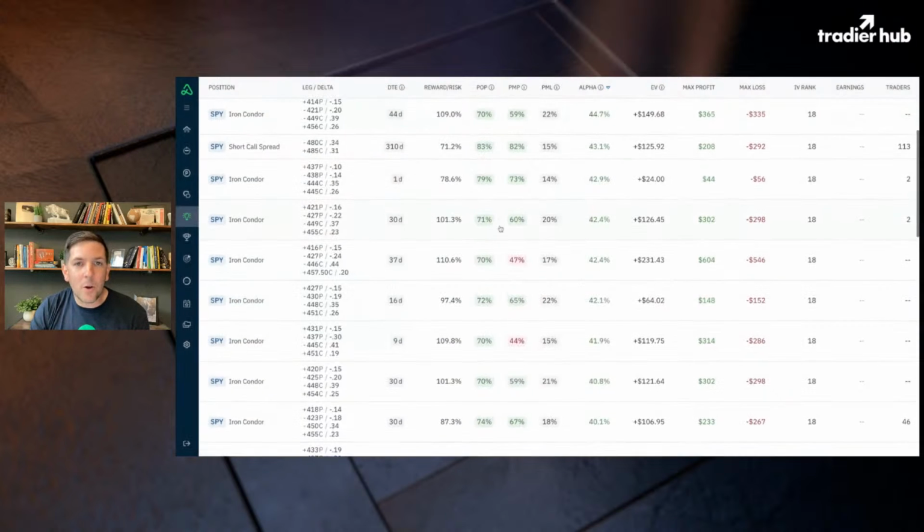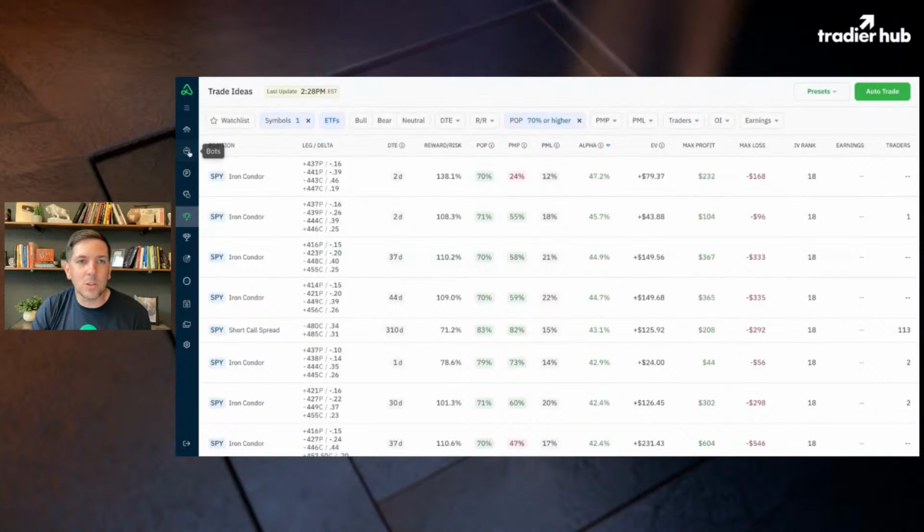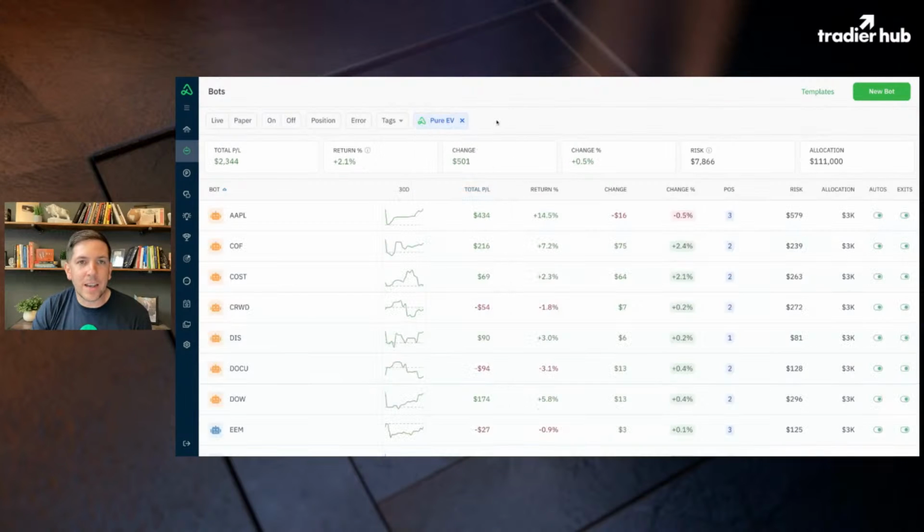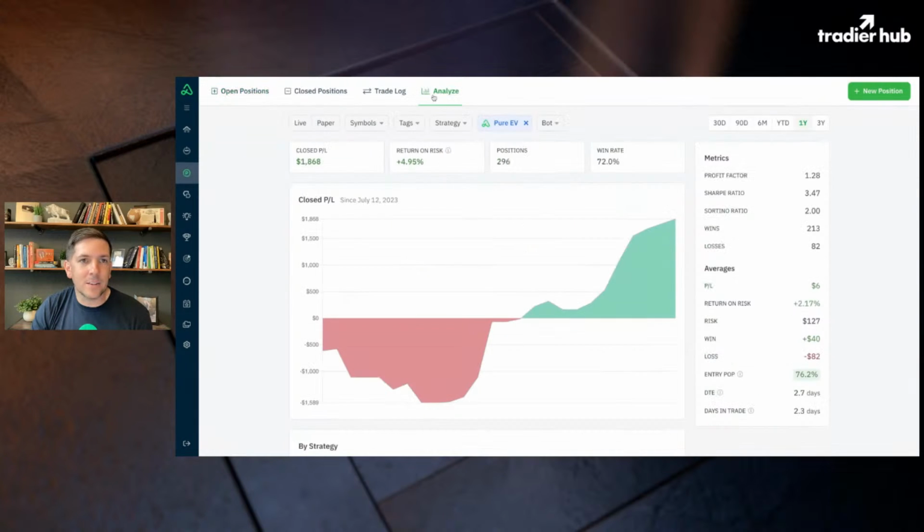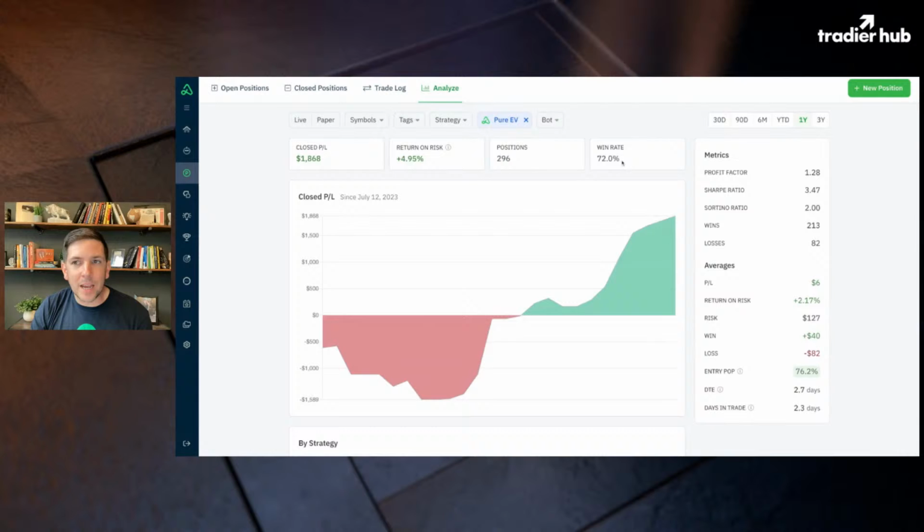Now, I've been running my own experiment on this across multiple bots inside of a paper trading account. I call it the pure EV strategy. You can follow along on YouTube. Basically, it's just looking for pure positive expected value, high probability trades, and it's just making those trades. What's interesting is if you go into the analyzer for the pure EV, it's done about 296 trades so far. Its win rate is about 70%, and you can see that it's actually taking in enough money to cover the risk net.